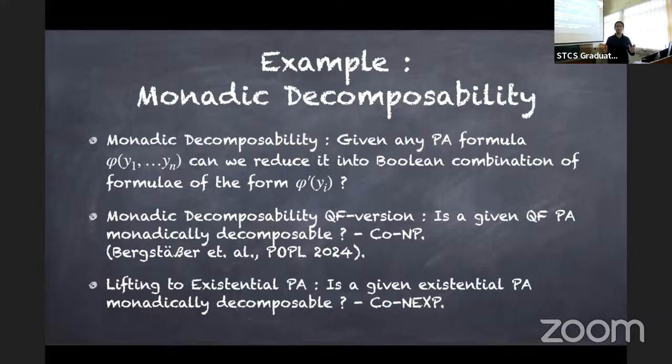So shall I proceed? So what is phi prime here? Some set of formulas. The formula of the form, right? So basically, I just wanted to point out that these formulas just have one free variable.